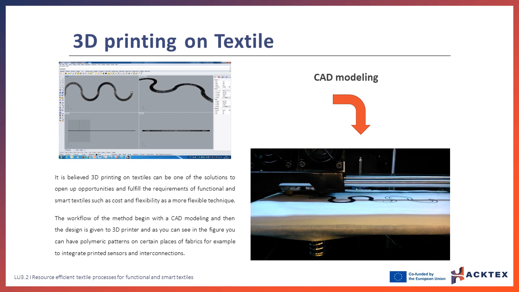It is believed 3D printing on textiles can be one of the solutions to open up opportunities and fulfill the requirements of functional and smart textiles, such as cost and flexibility, as a more flexible technique. The workflow of the method begins with CAD modeling, and then the design is given to a 3D printer, and as you can see in the figure, you can have polymeric patterns on certain places of fabrics, for example, to integrate printed sensors and interconnections.